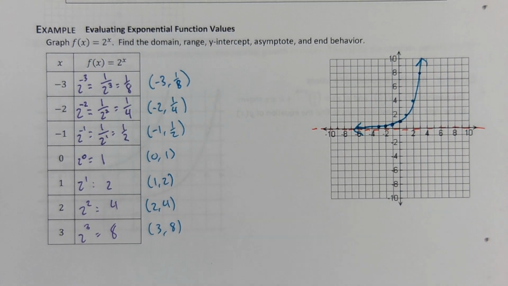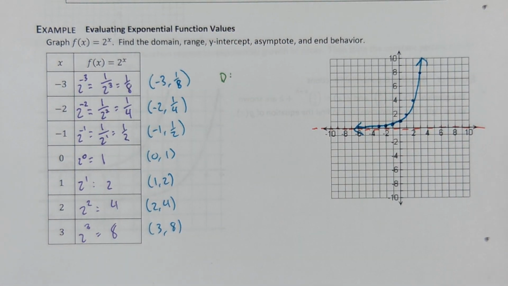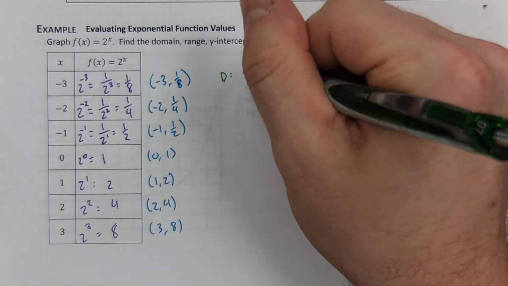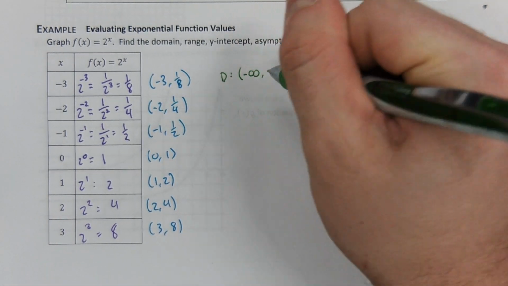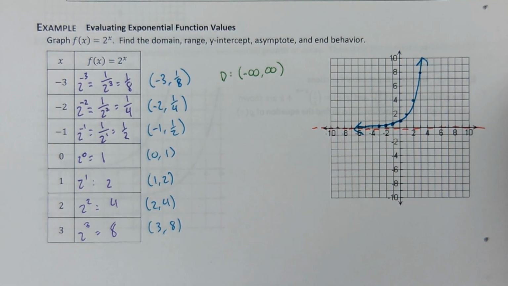Let's see. Green feels good. Domain. This is an exponential. Domain of all exponentials is the same. All real numbers. You can raise a positive number to any power you want. Doesn't matter how much you stretch, shrink, shift, or reflect. You can still evaluate every exponential as long as the base is positive.